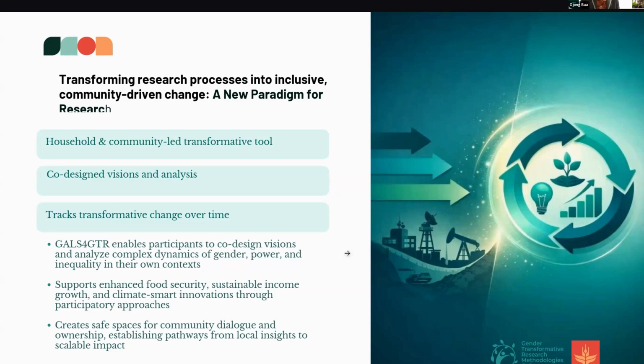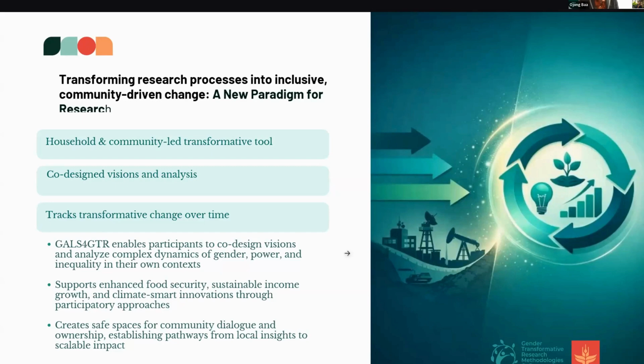So aside from being a household and community-led transformative tool, GALS promotes a co-design approach for visions and analysis. And this is what we wanted to push through within the revised GALS for Gender Transformative Research. So we wanted a space where communities, or the participants we work with, are able to support the co-design of the vision they want to see. Often we have communities come up with their visions and solutions, but this does not translate into the kind of research questions we ask before we go into the field.